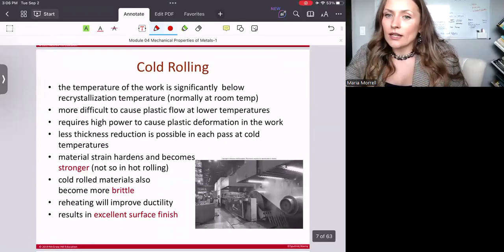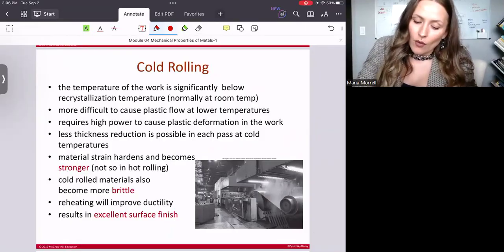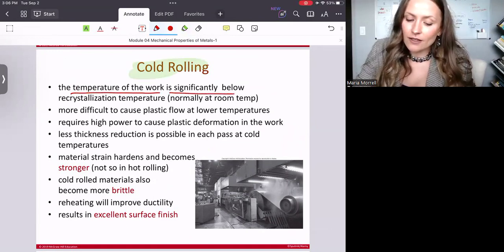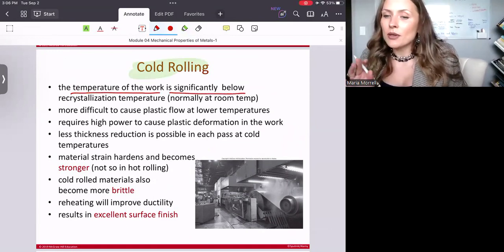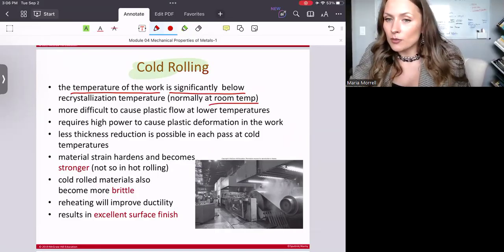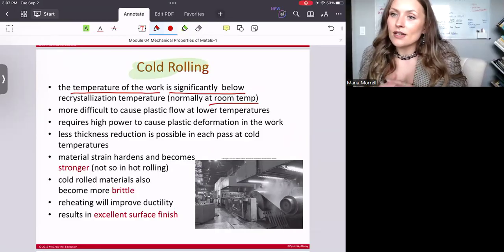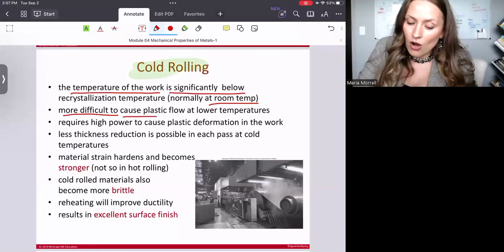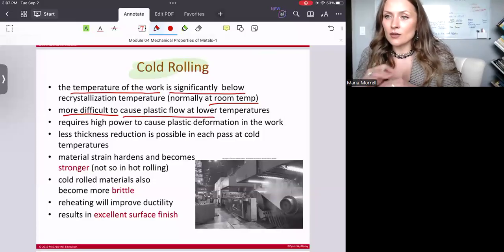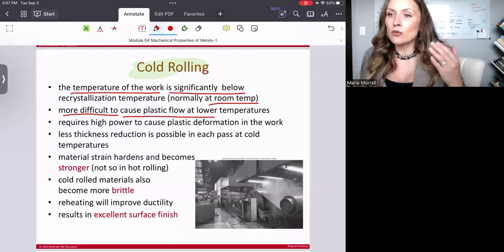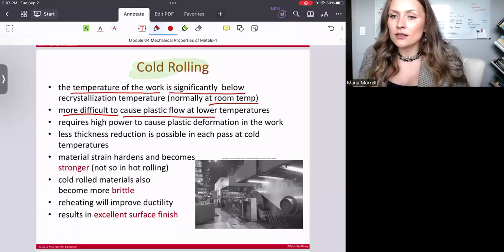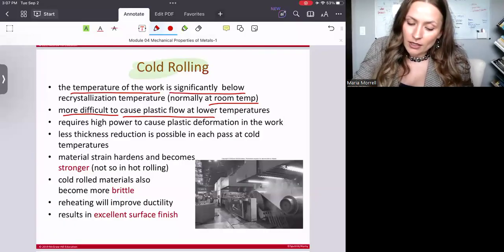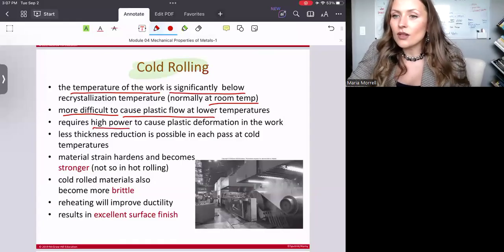Now, cold rolling and the difference with hot rolling. Whenever we are applying cold rolling, the temperature of the work is significantly below recrystallization temperature, and typically it is done at room temperature. And of course, in these circumstances, it is a lot more difficult to cause plastic flow, right? There's going to be a lot more friction, and that means we need a lot more force to cause the plastic flow, meaning that it will require higher power to cause this plastic deformation, right?